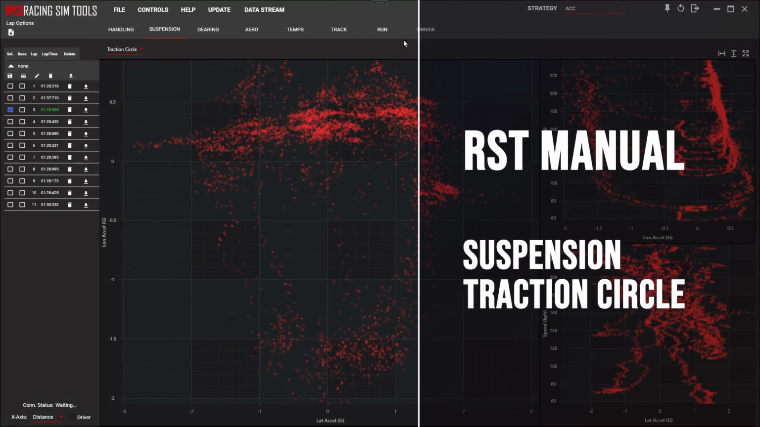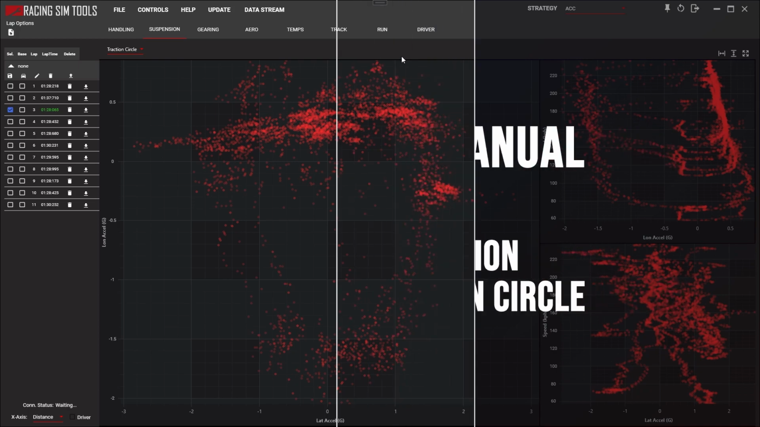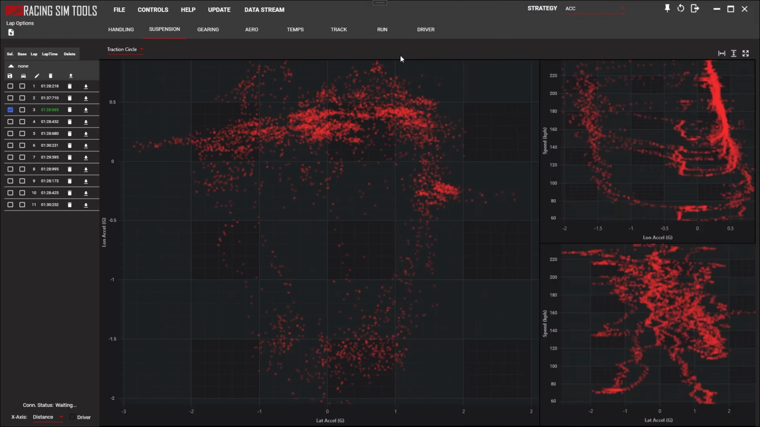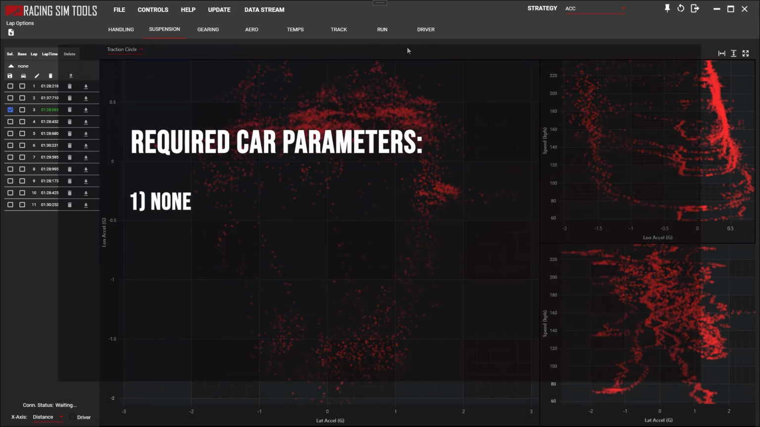The traction circle is a great tool to use in RST. It allows us to visualize the limits of the tire by graphing both the lateral and longitudinal acceleration. For this graph, you don't really need any parameters. We're just measuring the lateral and longitudinal acceleration.